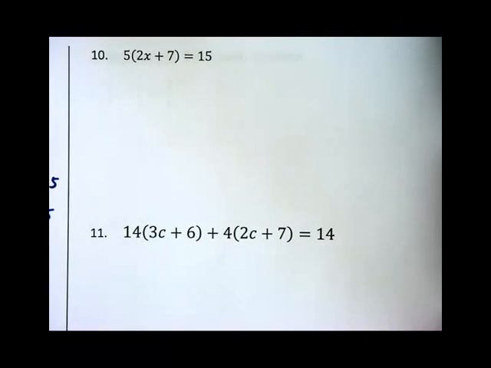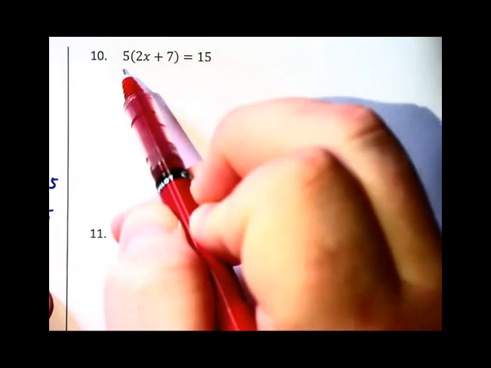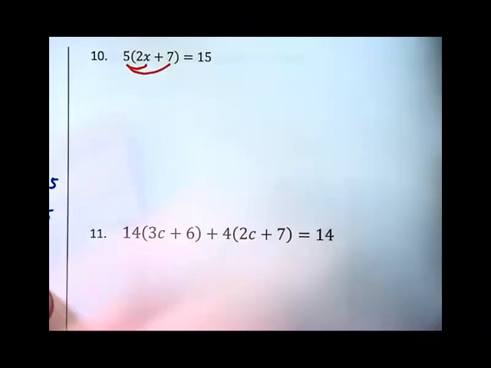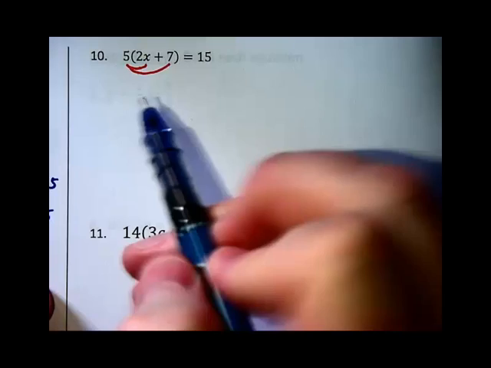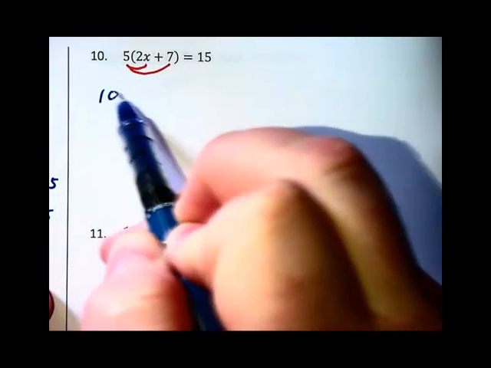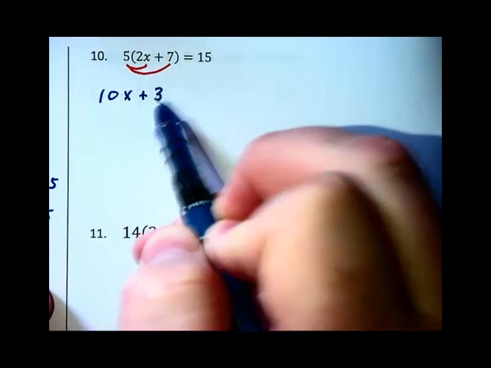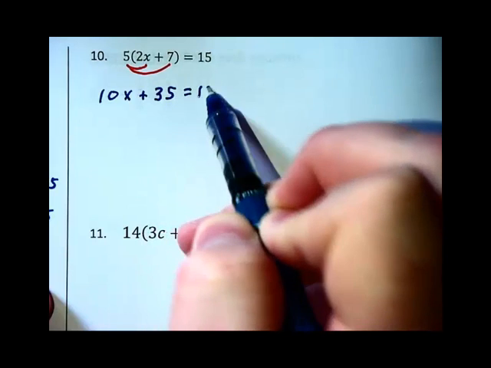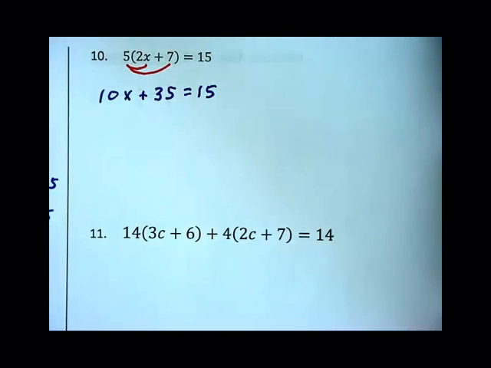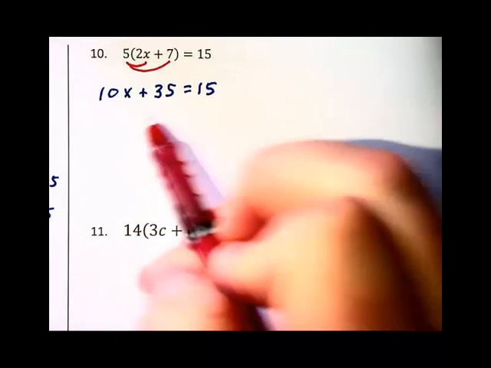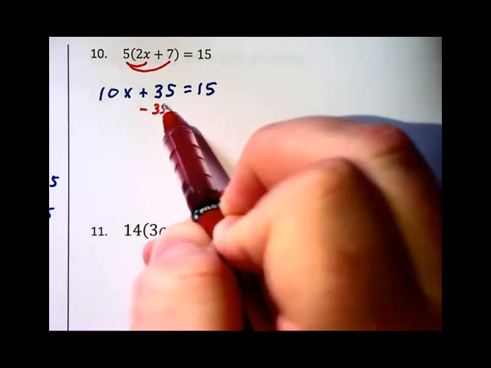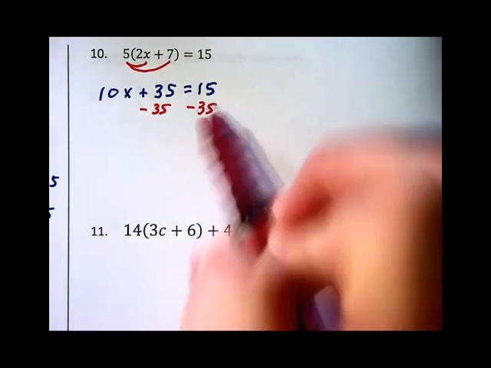In this next problem, we see that there's parentheses, something we haven't seen as of yet, and we probably want to get rid of them. So I'm going to distribute the 5. That will give us 10x plus 35 equals 15. And now it kind of looks like some of the problems we were doing a moment ago over there on the left. We're going to subtract 35 on each side of this equation.